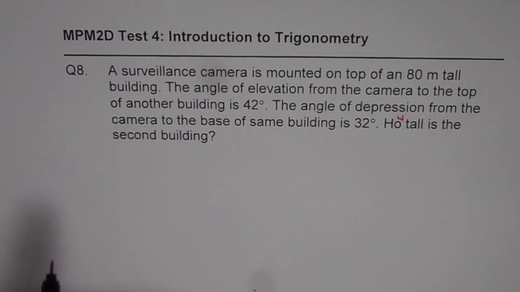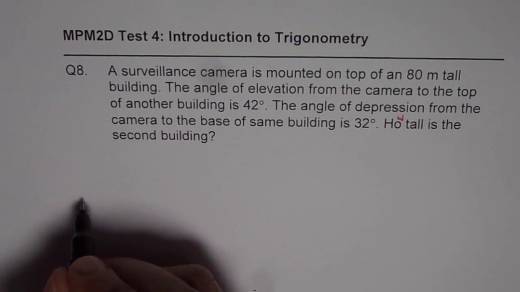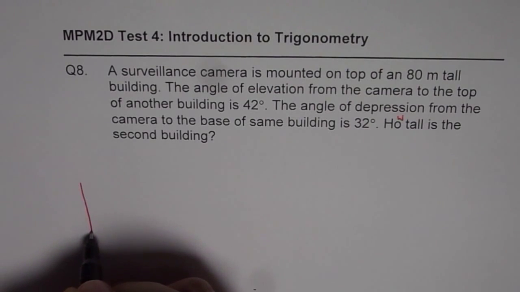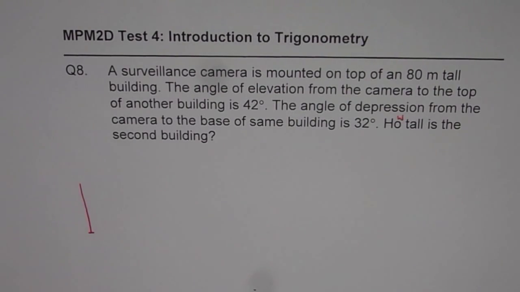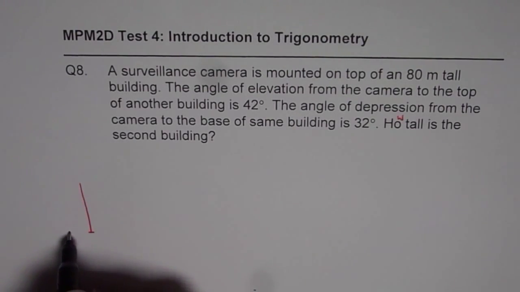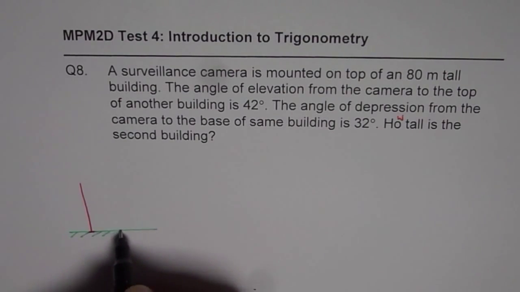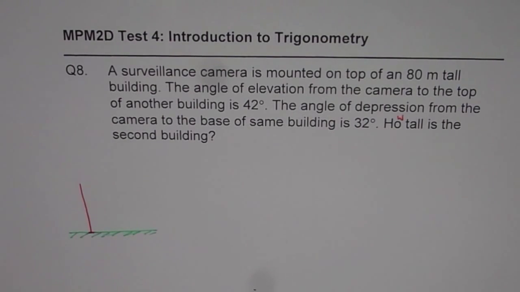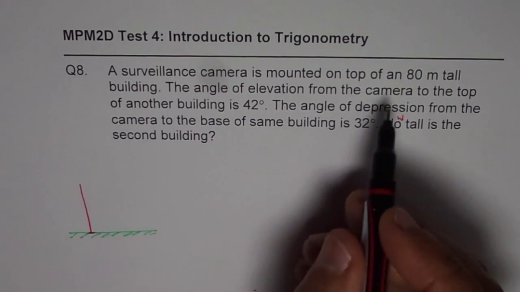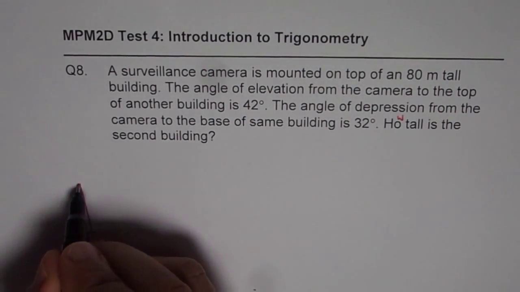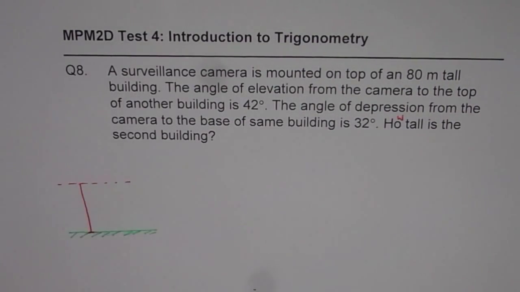So what we are given here is that a camera is mounted on top of a building. Let me make this the ground level. Now we have the camera on top of a building which is 80 meters tall. So this building is 80 meters tall.